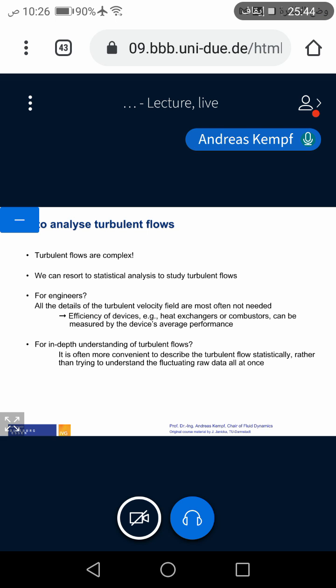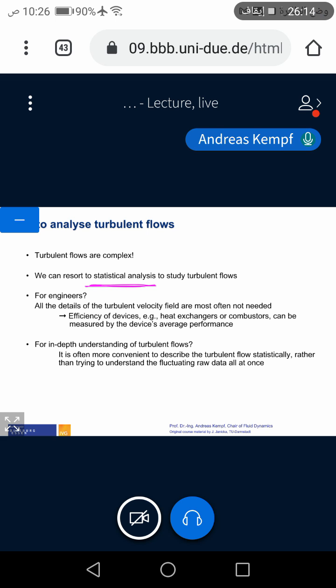So, how can we analyze turbulent flows? We've said already they are complex, and we have to resort to statistical analysis to study the turbulent flow. Why statistics? Well, we are actually only interested in the statistics. If you look at the turbulent flow, what you are mainly interested in is much of the time the mean velocity. If you look at the drag of an object in a turbulent flow, you are interested in the mean drag. The mean drag averaged over the entire surface, averaged over time.